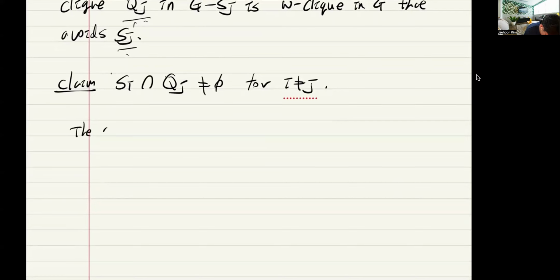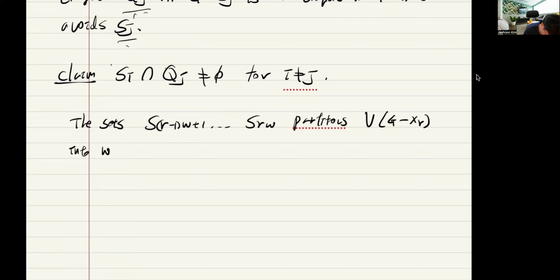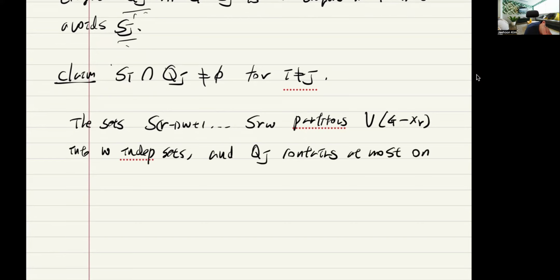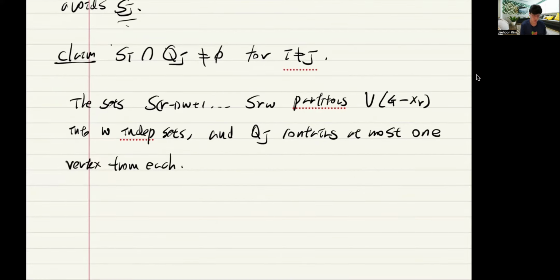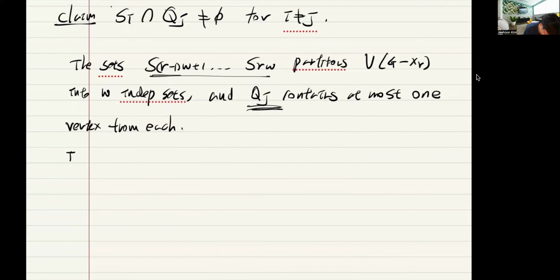What do we know? The sets S_R1 to S_Romega partition the vertices of G minus XR into omega independent sets. And this Qj contains at most one vertex from each. So there are omega of them, and Qj cannot contain two from one, because this is a clique and this is an independent set. So if this XR, which is deleted, is not in Qj, then Qj has size omega and there are omega sets, so it must contain exactly one vertex from each.